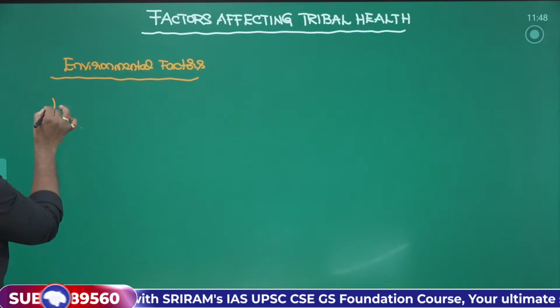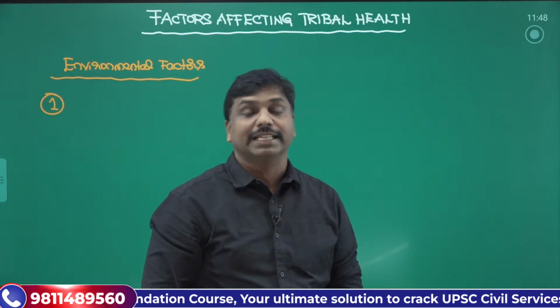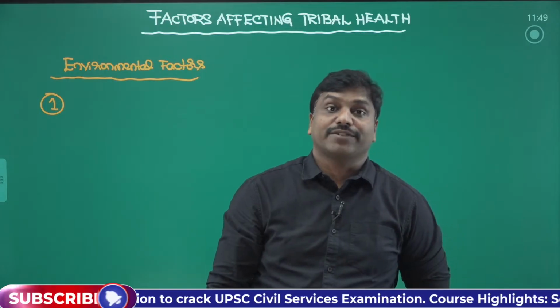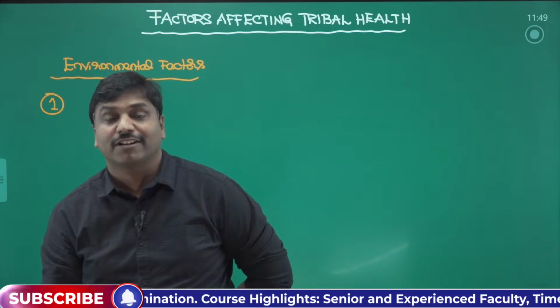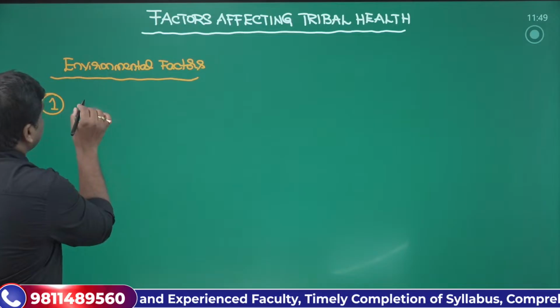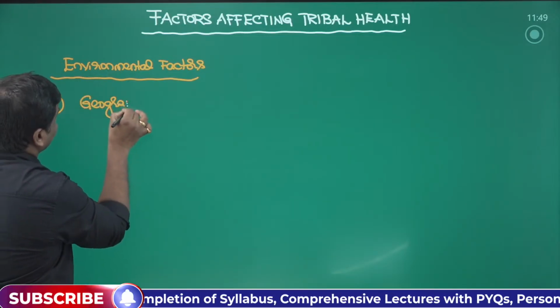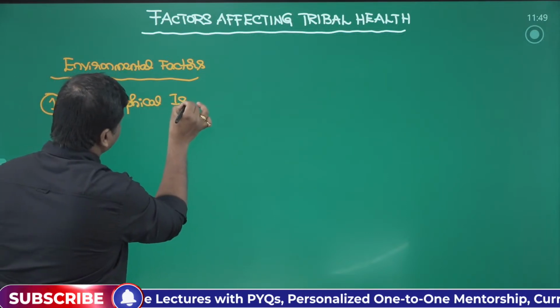If you look from the environmental factors, the first thing we can take up is that they are subjected to geographical isolation. Can you recollect that geographical isolation? That means the place of residence. So the first environmental factor is geographical isolation.